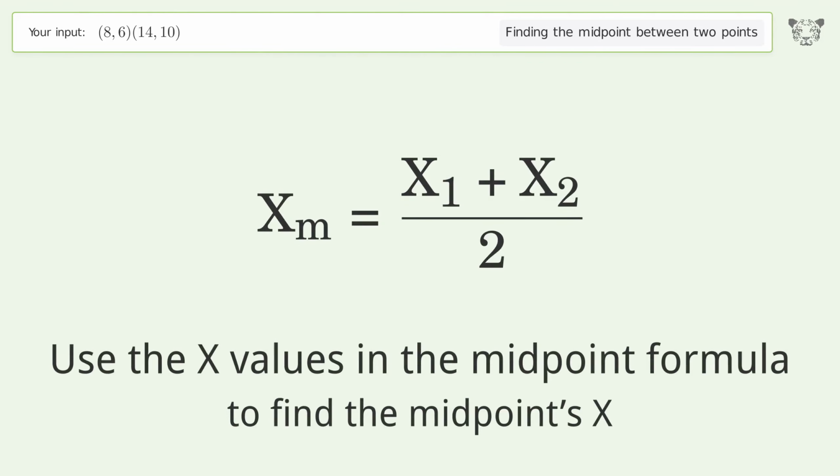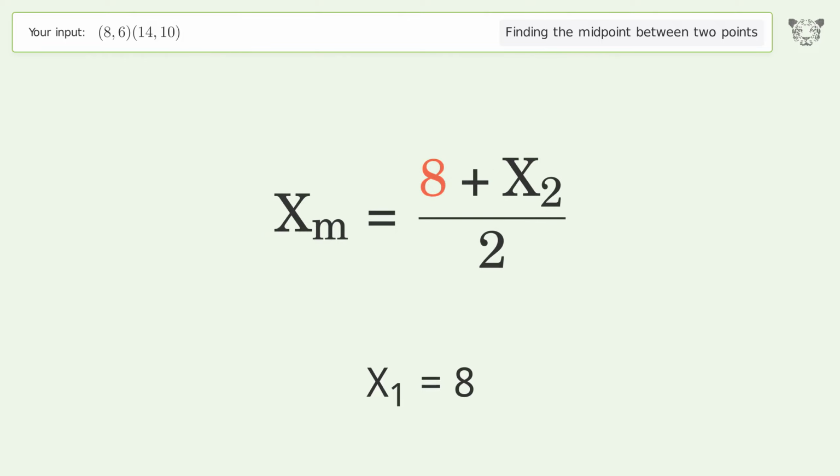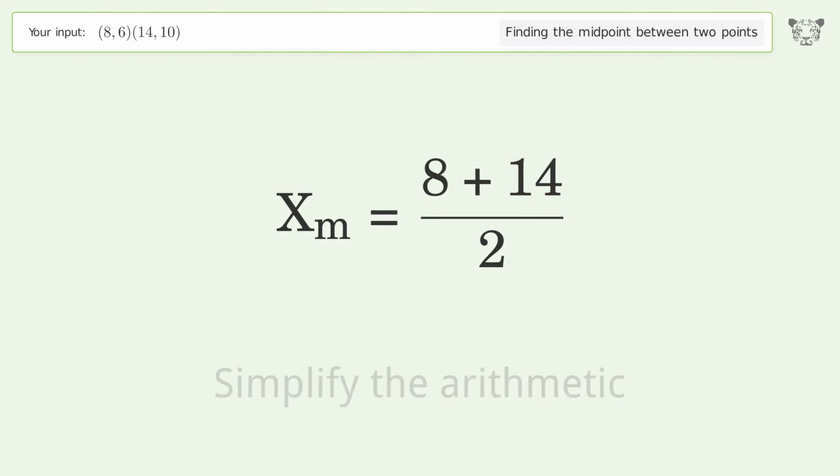Use the x values in the midpoint formula to find the midpoint's x. x1 equals 8. x2 equals 14. Simplify the arithmetic.